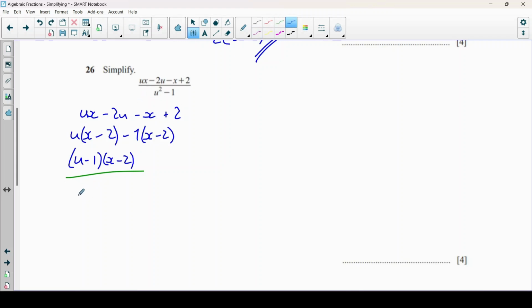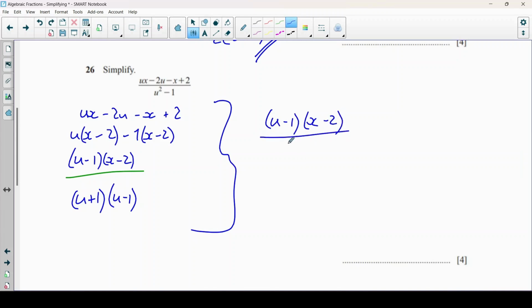The bottom is the difference of two squares. u squared minus 1 is just (u plus 1)(u minus 1). Put it back into a fraction. (u minus 1)(x minus 2) over (u plus 1)(u minus 1), and we can divide top and bottom by u minus 1, giving us x minus 2 over u plus 1.